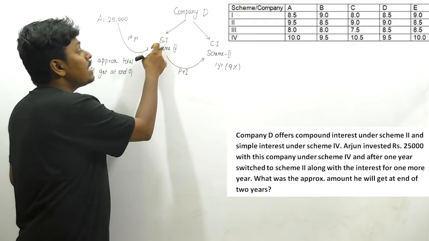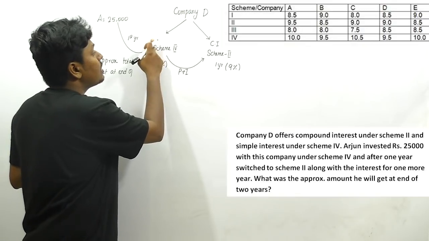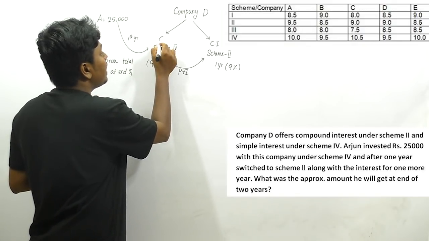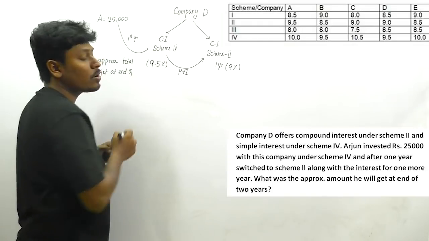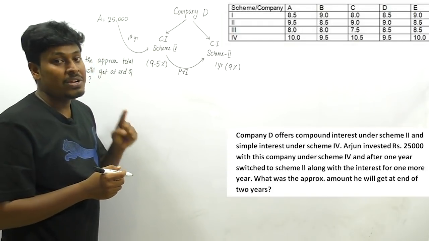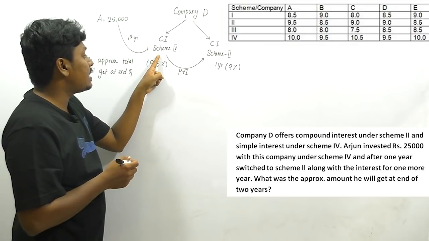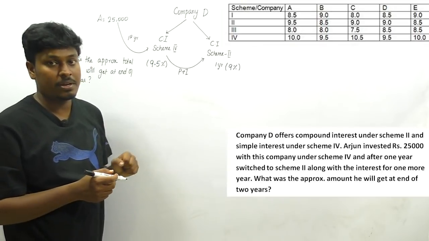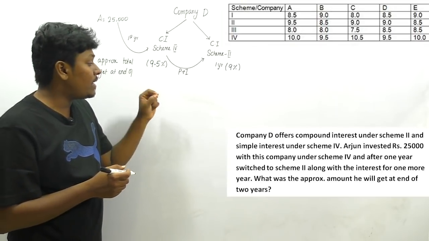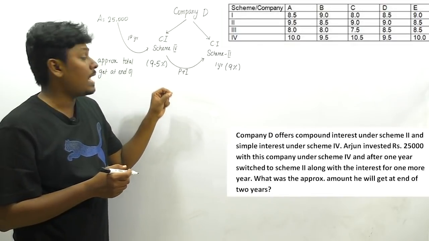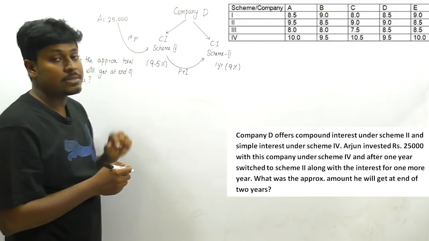Better we can change this simple interest as compound interest. Friends, listen carefully. I am just changing this simple interest as compound interest. Why? Because we know that the first year interest, whatever amount we obtain, will be the same for simple and compound interest. So, accordingly, we need to use our shortcut. I am just going to change the simple interest as compound interest.